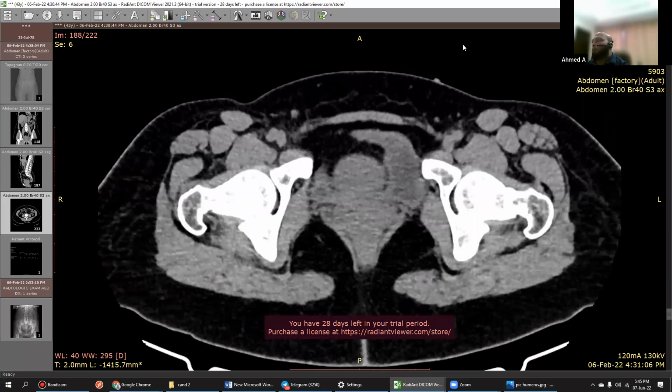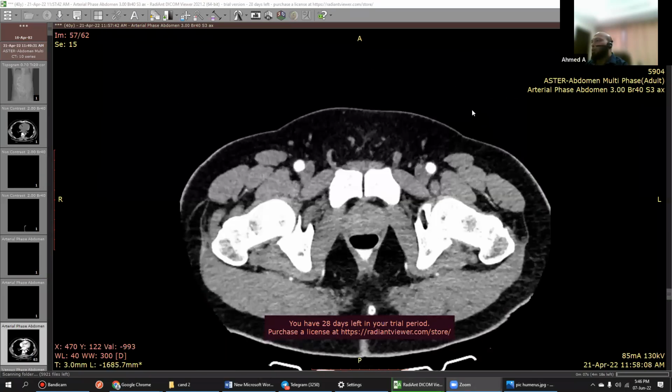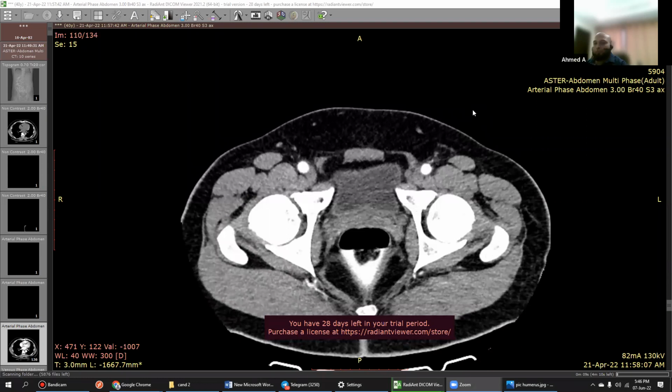This patient had come with epigastric pain or abdominal pain. You can scroll. Yes.